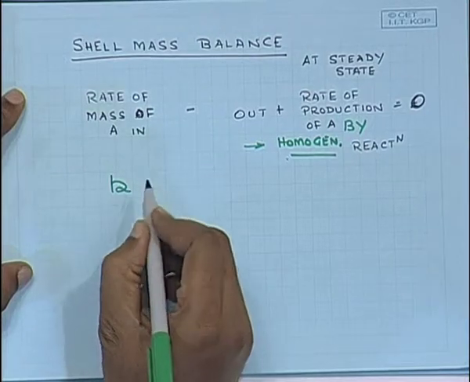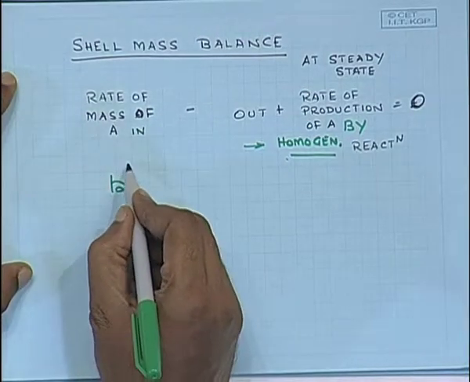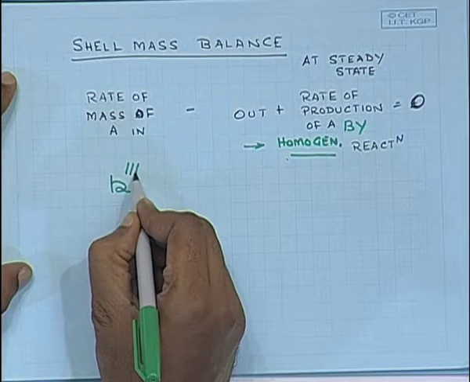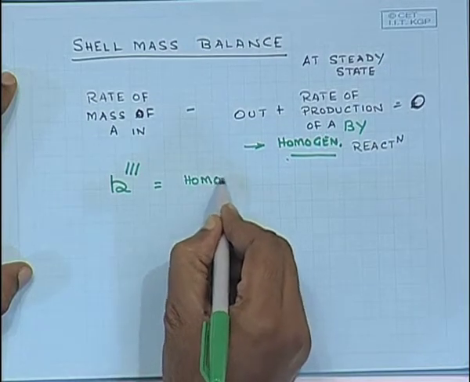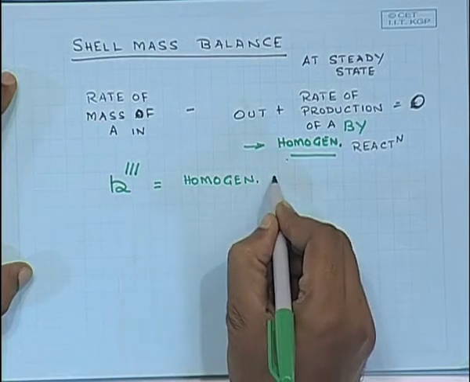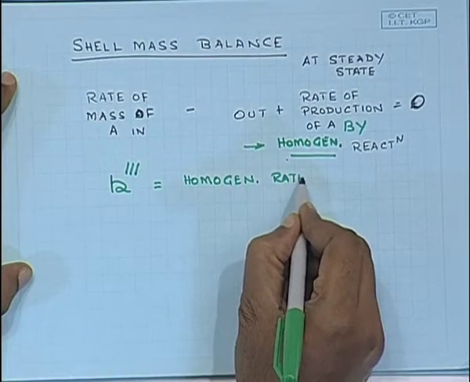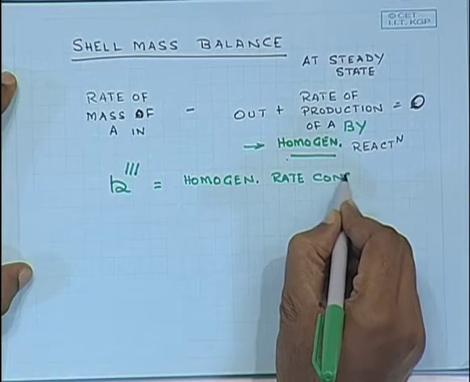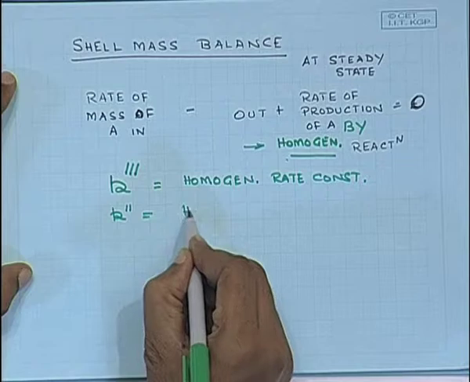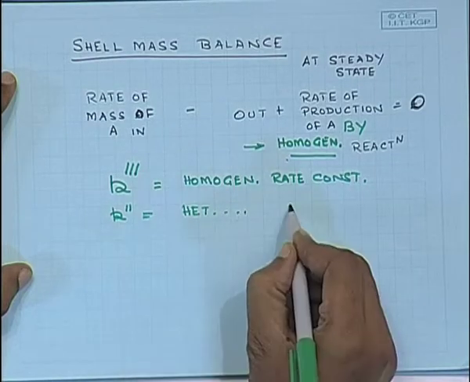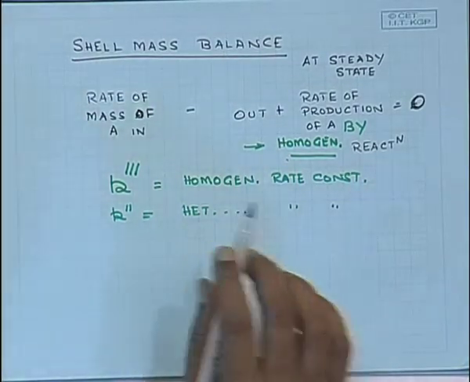One more thing, it's just a convention. This is reaction rate constant. If you have 3 primes, then this is for homogeneous rate constant. This denotes homogeneous equation and its homogeneous rate constant, and if it's k double prime, this is heterogeneous rate constant. These are by convention only.